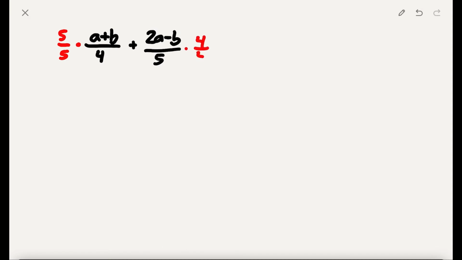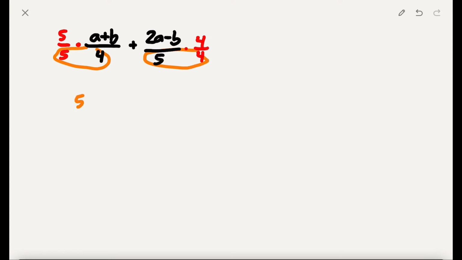All right, on to the next one. We have a plus b over 4 plus 2a minus b all over 5. Okay, this time there's no variables in the denominators, but the same rules actually apply. So I'm going to multiply this by 5 over 5, and I'm going to multiply this one by 4 over 4. So now if you notice, both of the denominators are 20.